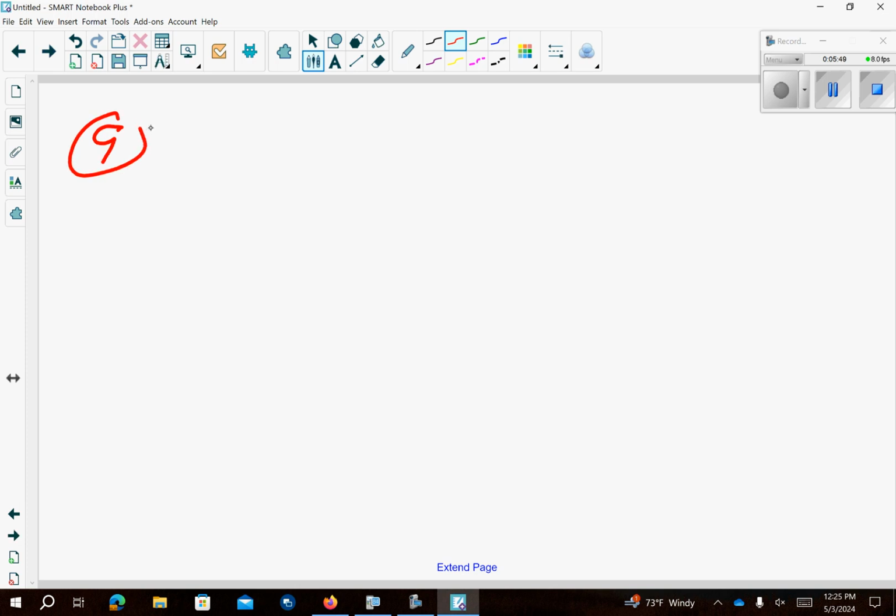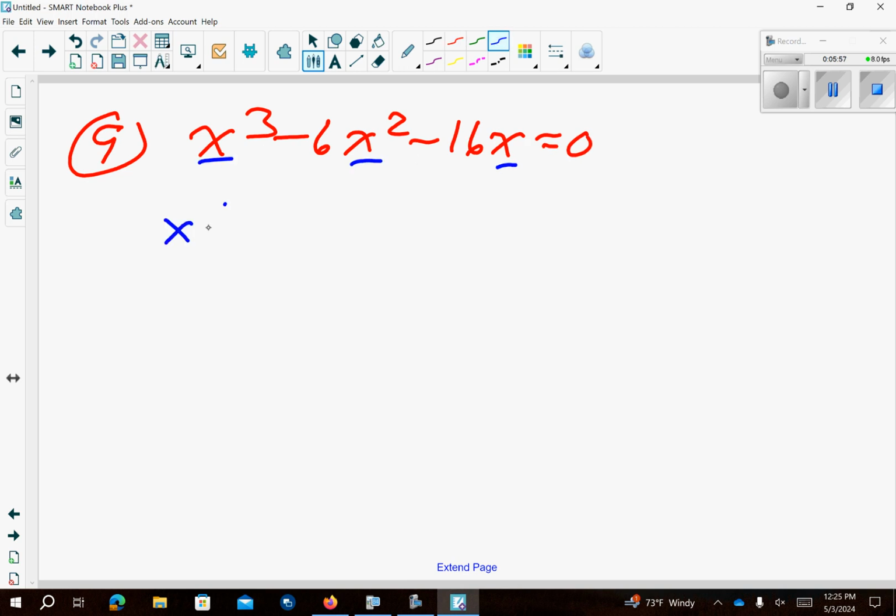Number 9, x to the third minus 6x squared minus 16x equals 0. So we can factor an x out of everything.